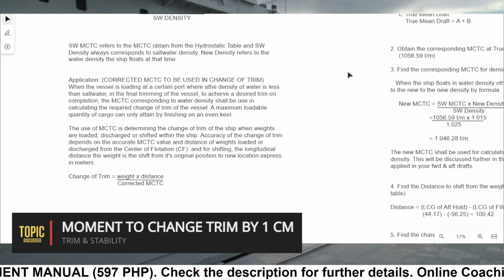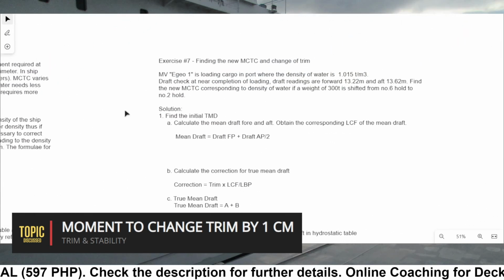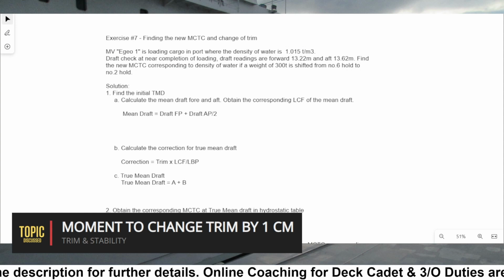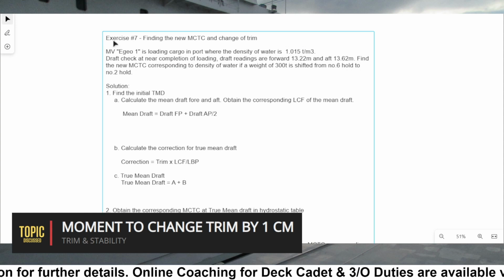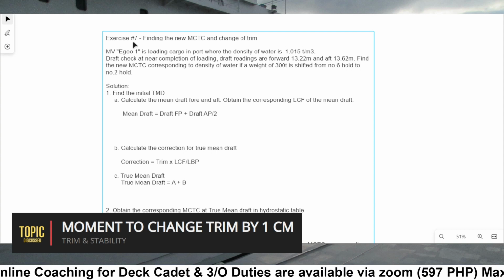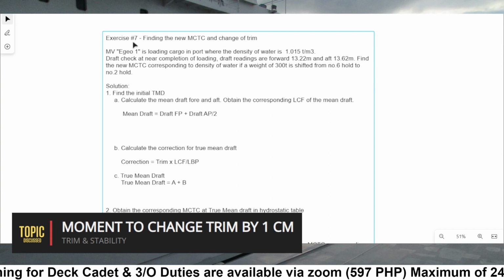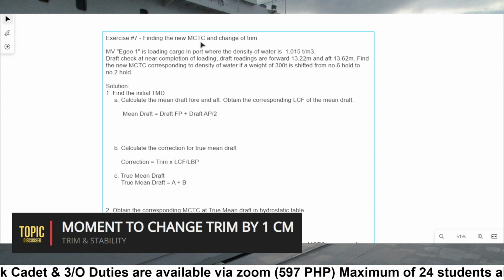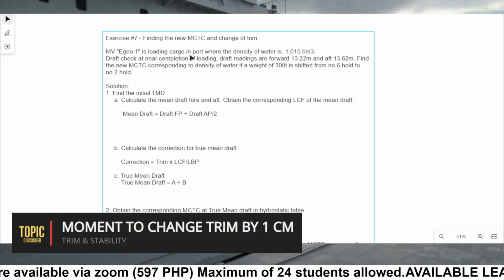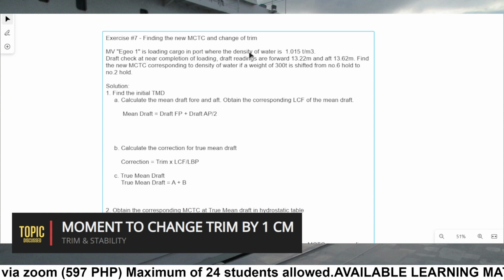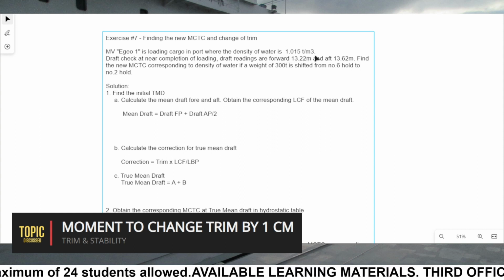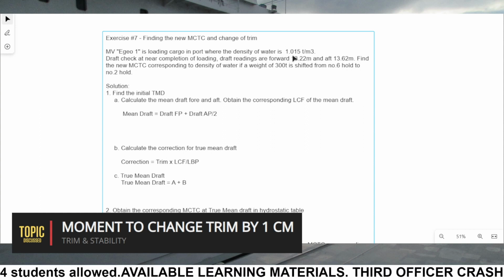Now, let's proceed with the calculations, and I'm going to solve this in real time. I have my calculator here. Exercise number 7. It's exercise number 7 because this is a continuation from my other trim and stability videos. Finding the new MCTC and change of trim. MV Egeo 1 is loading cargo in a port where the density of water is 1.015 tons per cubic meter. It's less than saltwater density.